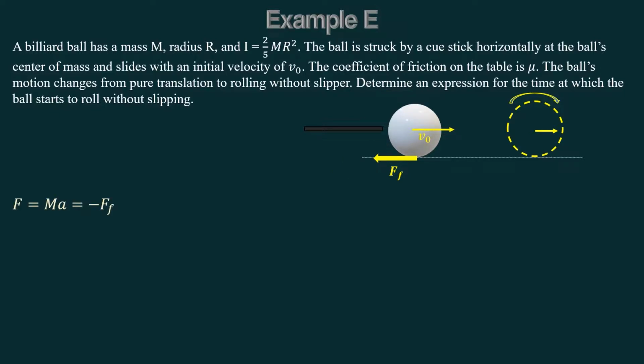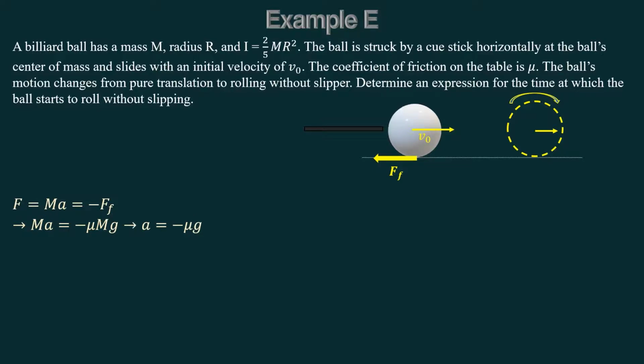The only force on it, like there's normal force and gravity, but those aren't in the direction of motion, is going to be the force of friction. So F equals ma, which is negative force of friction. This is a thing laying flat on a surface, so the force of friction is mu times normal force, which is mg. So ma equals negative mu mg. The m's cancel out, and you get that a is negative mu g.